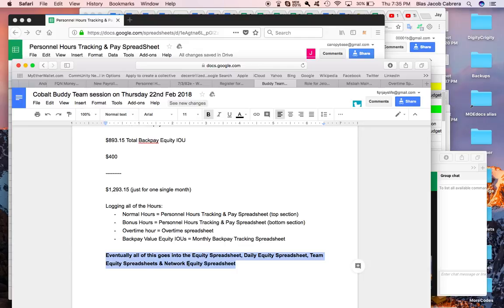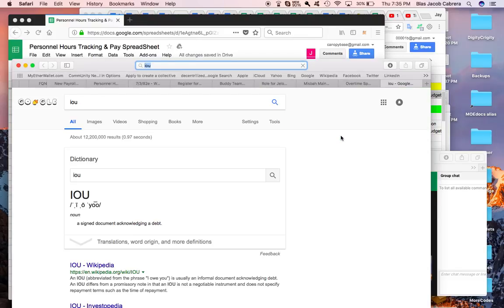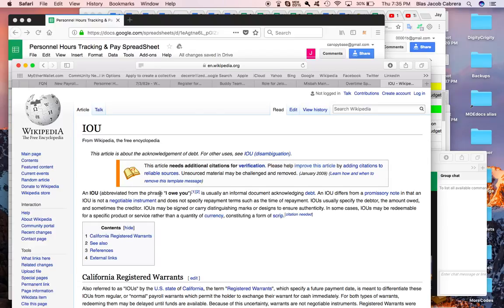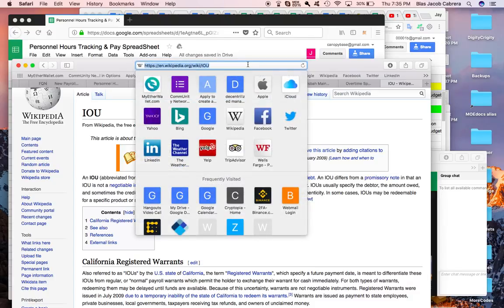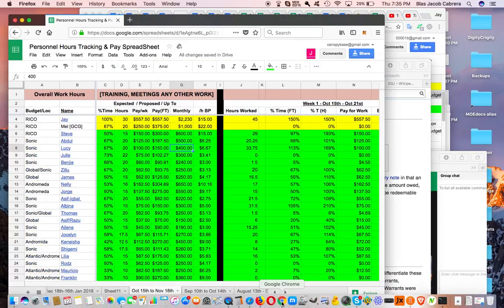You don't understand what an IOU is? It's an abbreviated English phrase, and it's usually a debt. It involves the idea of a debt. It's a promissory note saying that we owe this. As an organization, we owe the individual this additional value of work. Does that make sense? Yes. So we consider back pay as direct cash value.